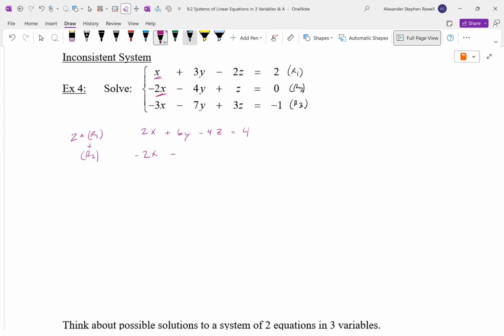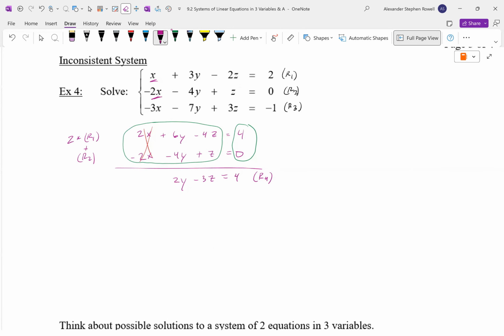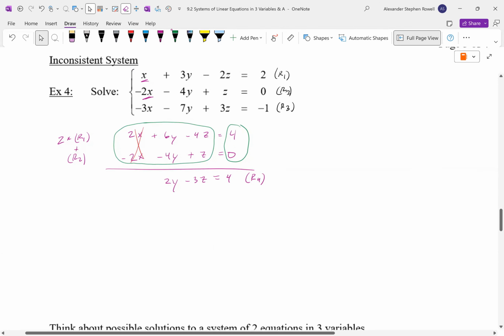Row 2 is negative 2x minus 4y plus z is equal to 0. So if we add the sides of the equations together, what do we get? 2y minus 3z is equal to 4. So I've combined equations 1 and 2, so I must use equation 3. And I want to eliminate x again, the same variable. Would you prefer to use equation 2 or equation 1? Yeah, equation 1. So let's do 3 times equation 1, and let's add it to equation 3.